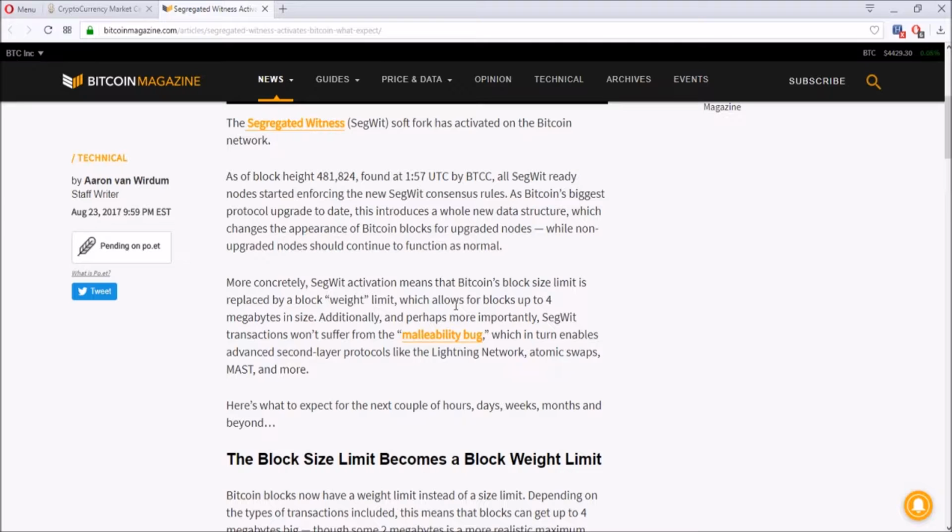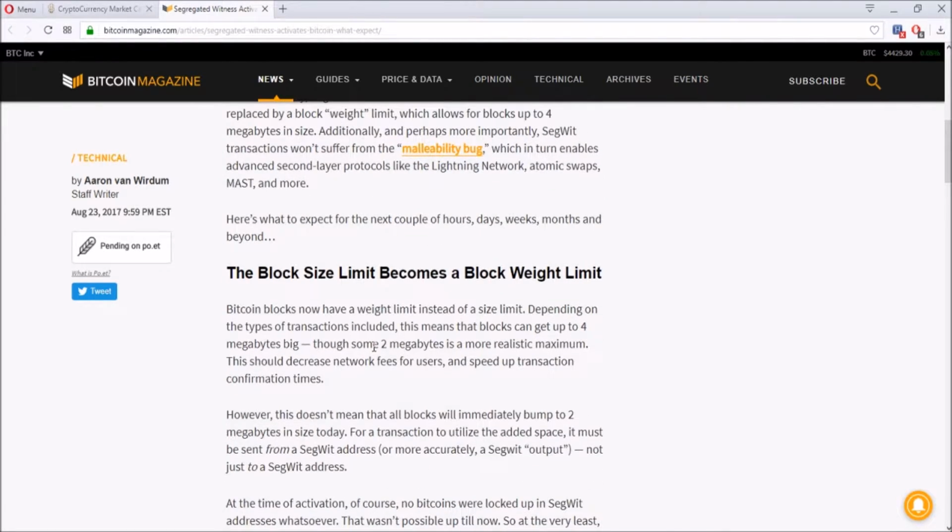Also, there are additional features to this: Segwit transactions won't suffer from the malleability bug, which in turn enables advanced second layer protocols like the Lightning Network, atomic swaps, and more. Those things we're going to talk about in another video, but for today, I'm going to talk about a couple of things that Segwit really enhances Bitcoin through.